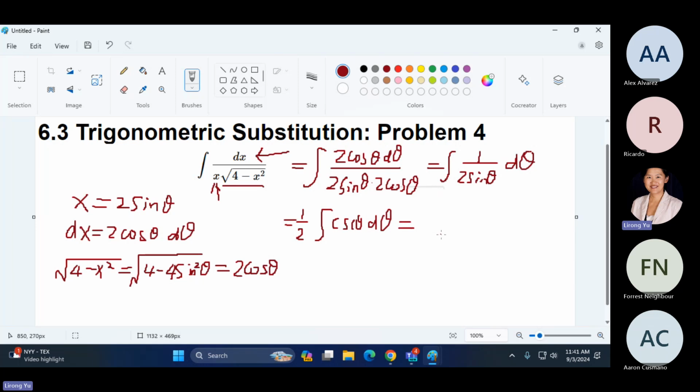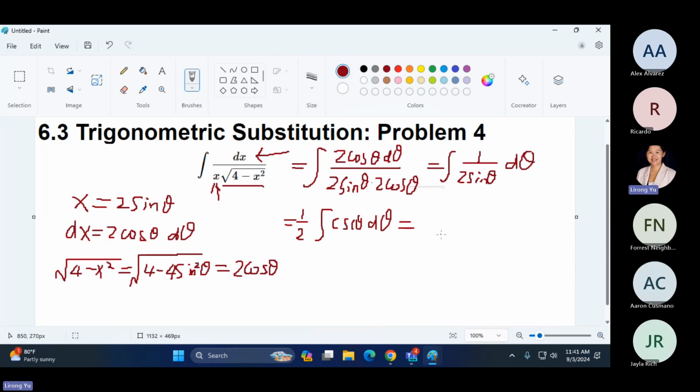Here you need to know how to integrate cosecant theta. As we mentioned before, we didn't train the formula for integration of cosecant theta, but we have the integration for secant theta. Do you remember what the integration of secant theta is? Anybody? How do you integrate secant theta?